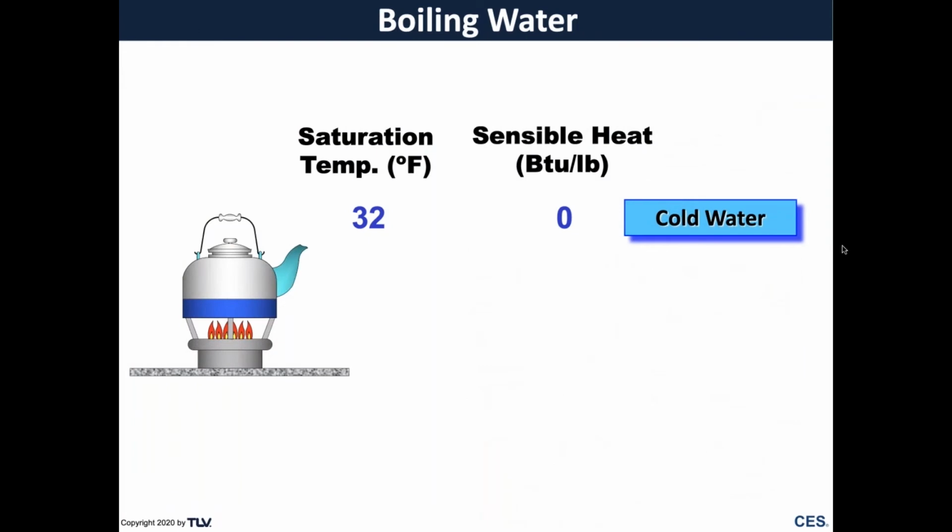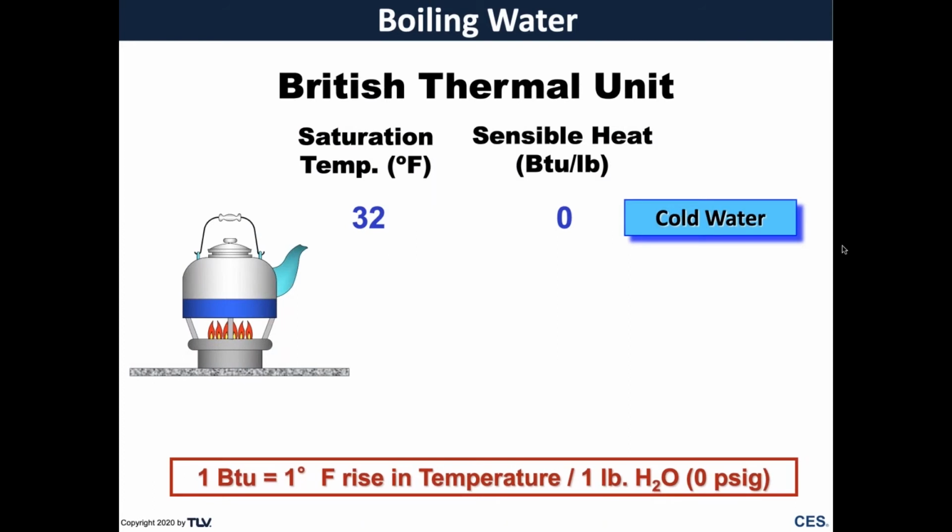Let's take a look at the very simple task of boiling water at 0 psig. And we're going to define a BTU as a 1 degree Fahrenheit rise in temperature of 1 pound of water at 0. So if we put in 1 BTU of heat, our temperature goes up 1 degree Fahrenheit. If we put in 2 BTUs of heat, it goes up 2 degrees Fahrenheit for each pound of water. And if we go and put in 60 BTUs, we have 92 degrees Fahrenheit. But conversely, we can subtract 32 from 92 and understand that we've got 60 BTUs per pound of water.